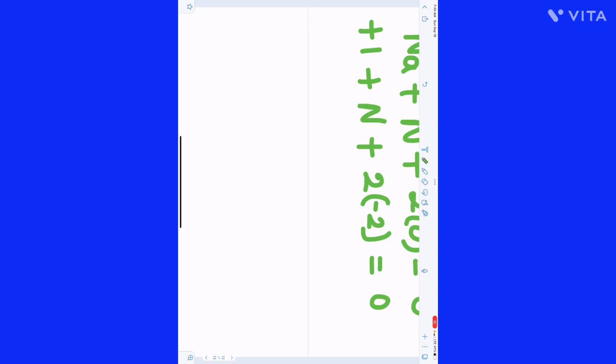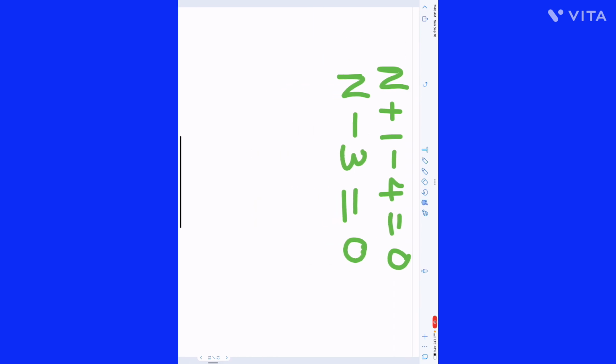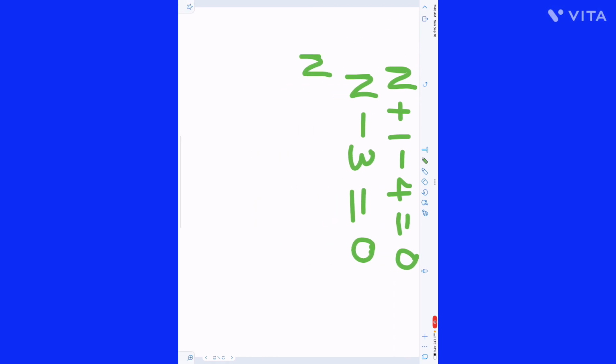So this is what? +1 plus N minus 4 is 0. That gives me N plus 1 minus 4 is 0. +1 minus 4 is -3. So N minus 3 is what? 0. Exactly. That gives N is 0 plus 3. N is what? +3. So NaNO2, what will I call the compound?